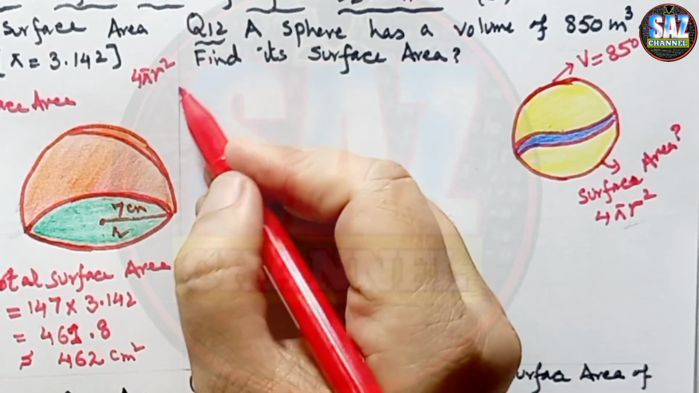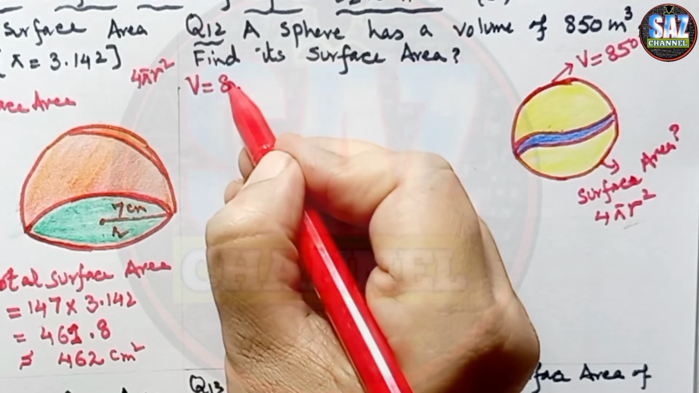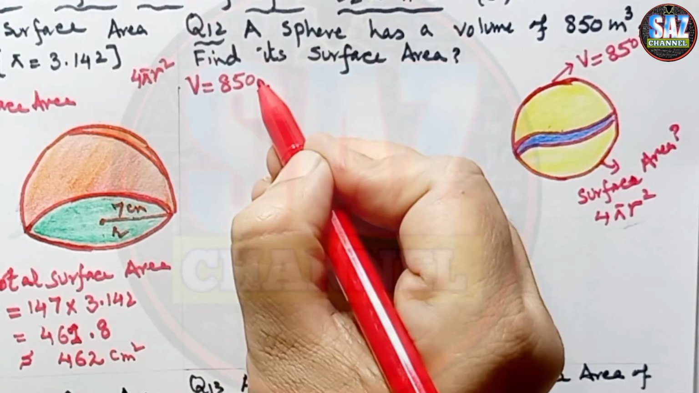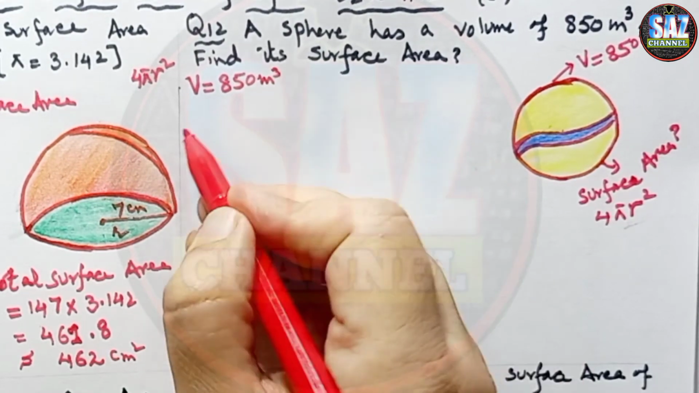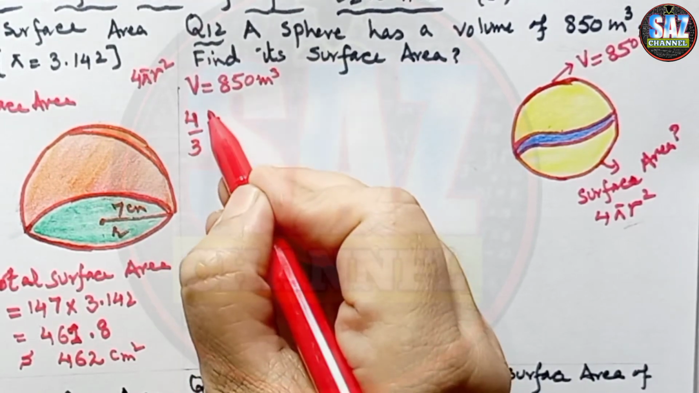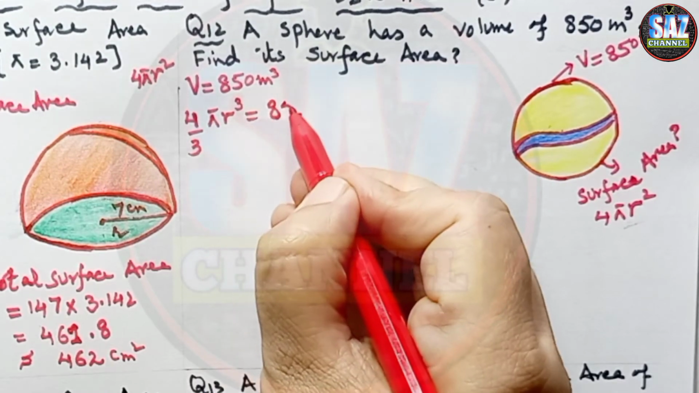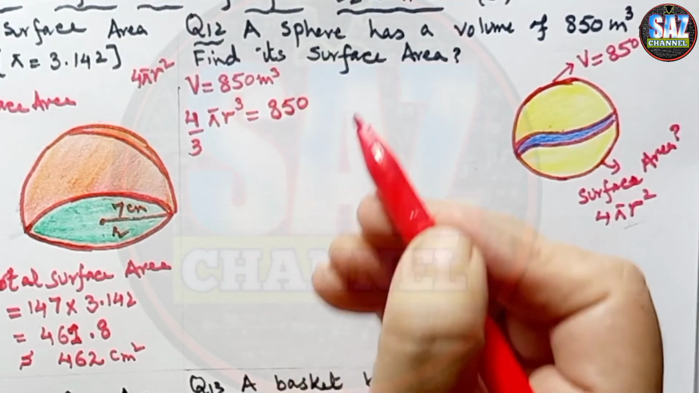Given volume, which is given in the question, is 850 meter cube. So what am I going to do? 4 by 3 into pi r cube equals 850. The volume will be equated with the formula of volume.